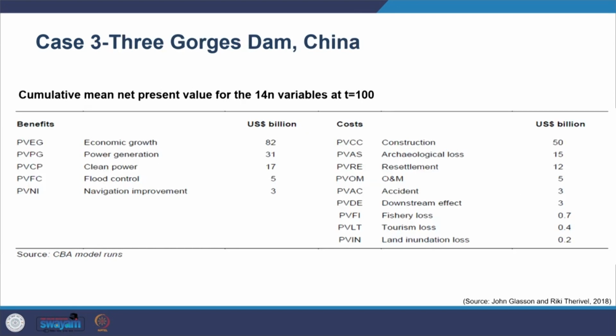That's the Three Gorges Dam in China, where these values have been given: economic growth, power generation, clean power. Then you can see construction, archaeological loss, resettlement, accidents, and so on. So value has been assigned to that. So cost benefit analysis is very debatable, and assigning value to these things has been debated a lot.